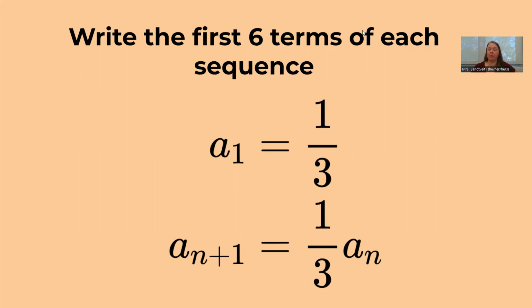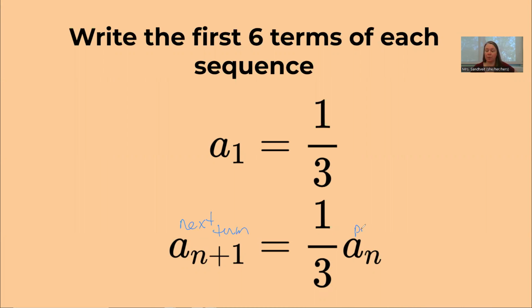Okay, now here's the same thing, but with that other notation. This just still means the first term is 1/3. This means still to get the next term, you're going to do 1/3 times the previous term. So just knowing that that's what those mean. So your first term is 1/3. To get your next term, you're going to do 1/3 times 1/3, which is 1/9. Get your third term, you're going to do 1/3 times your previous term of 1/9, which is 1/27. To get your next term, you're going to do 1/3 times your previous term, so 1/81, and so on.